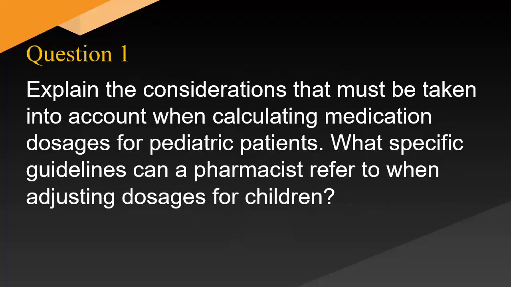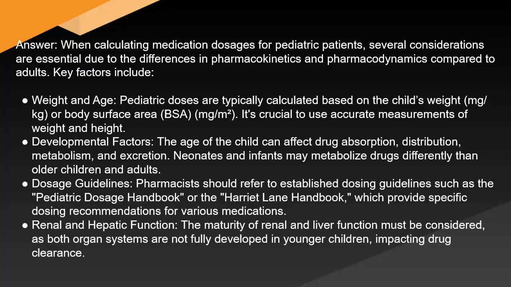Explain the considerations that must be taken into account when calculating medication dosages for pediatric patients. What specific guidelines can a pharmacist refer to when adjusting dosages for children? Answer: when calculating medication dosages for pediatric patients, several considerations are essential due to the differences in pharmacokinetics and pharmacodynamics compared to adults. Key factors include weight and age.